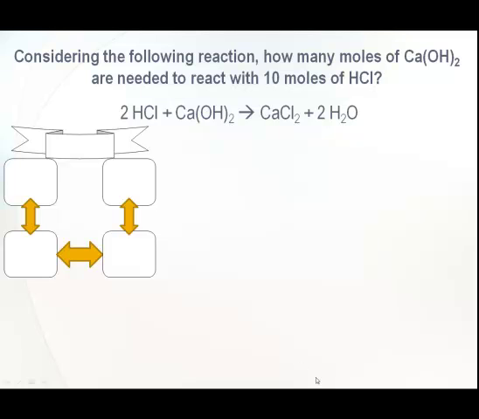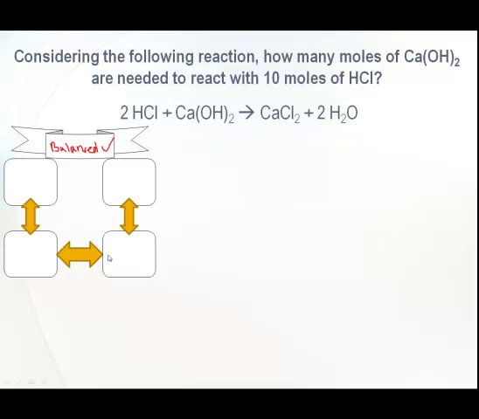So here's our familiar little chart here. The first step is always to see that we're balanced. And we are. Got 2 hydrogens, 2 chlorines, a calcium, 2 oxygens, 2 hydrogens. Everything balances out on the other side. So now that we're balanced, we need to start filling in these squares on our little chart here.